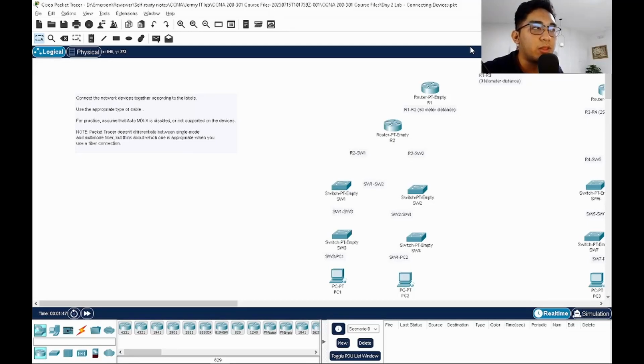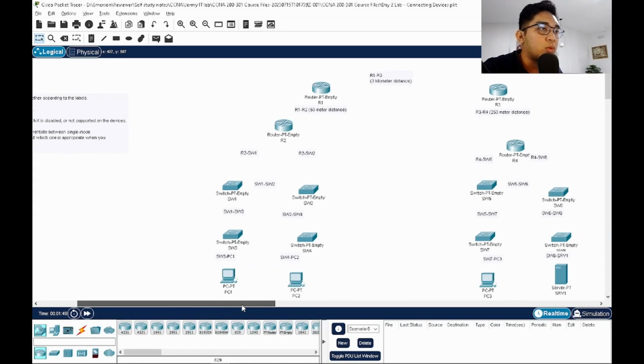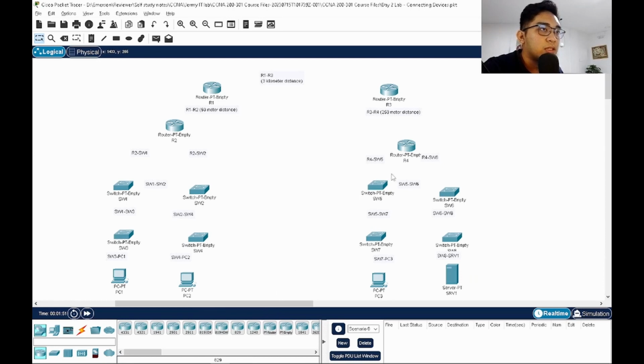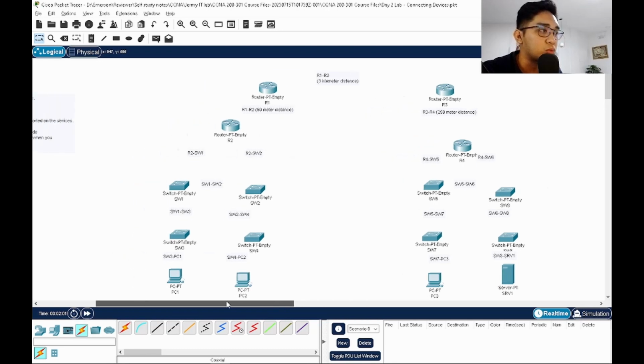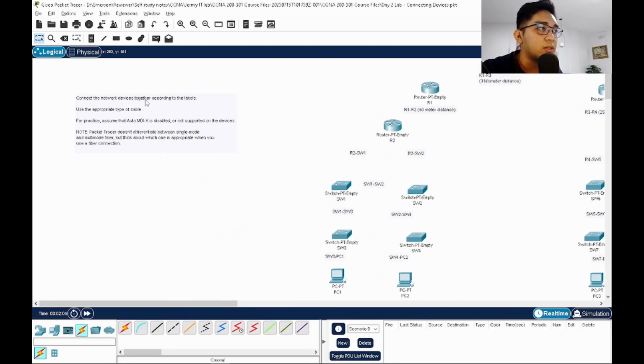Hello, in this video, what I am going to do is connect each device using cable so I can practice my knowledge of what proper cable I'm going to use. This is what the instruction of this lab says: Connect the network devices together according to the labels. Use the appropriate type of cable.